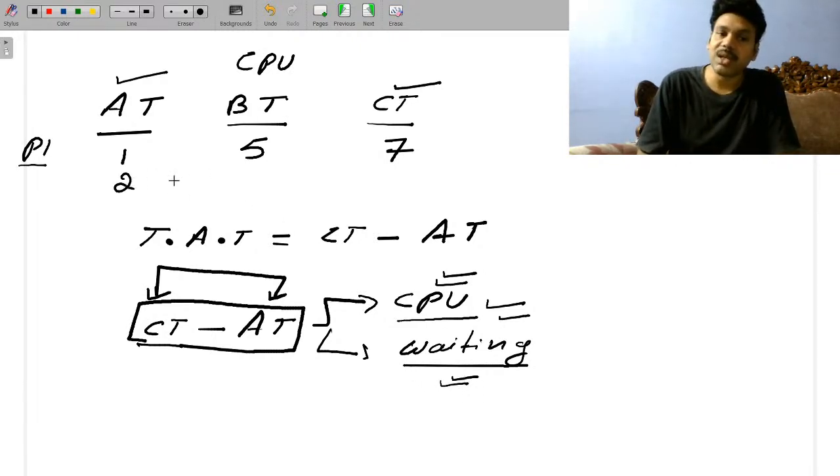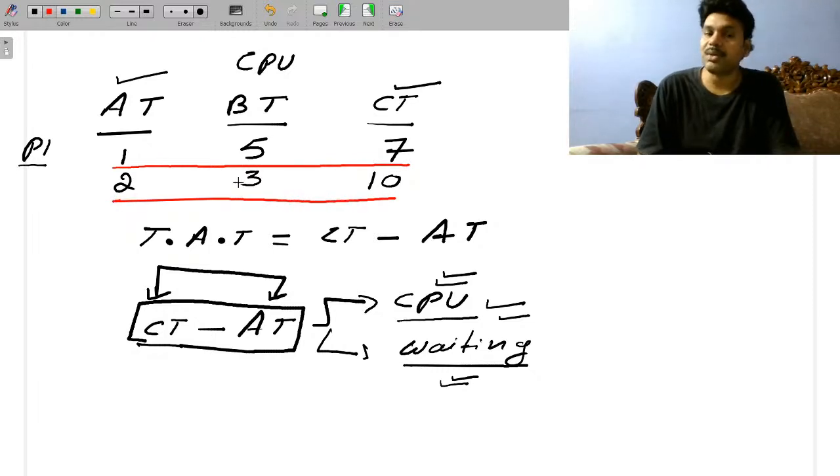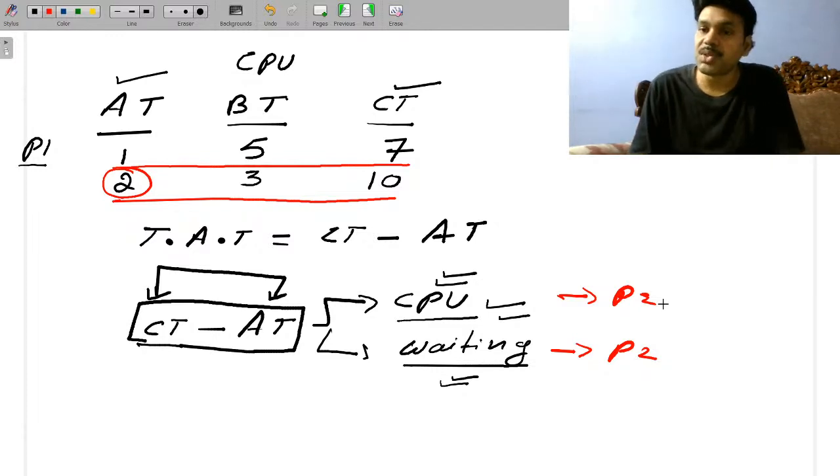For example, process 2 has burst time 3 and completion time 10. Then what is going to happen? Unless the first process is completed, the second process cannot be executed. Therefore, process 2 has a waiting time, because unless and until P1 is completed, P2 cannot execute. So P2 is sometimes waiting and sometimes executing. That's why every process may or may not have waiting time.